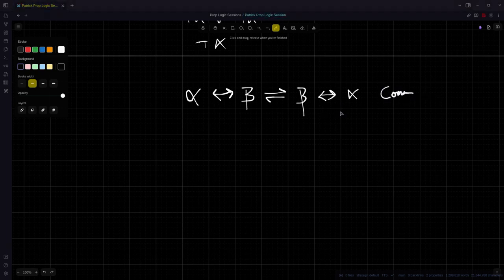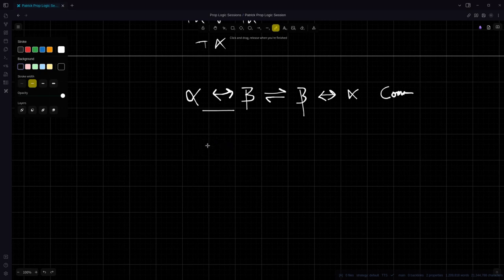So because of this, there are certain things that you can do. Oh yeah, also remember that this also means alpha implies beta and beta implies alpha. So given all of this stuff that we know about the biconditional itself, there are certain things that we can add to our repertoire of rules of inference or rules of equivalence.